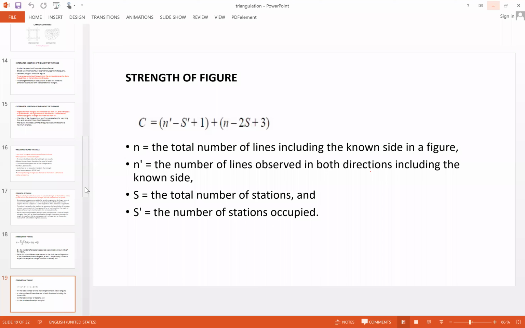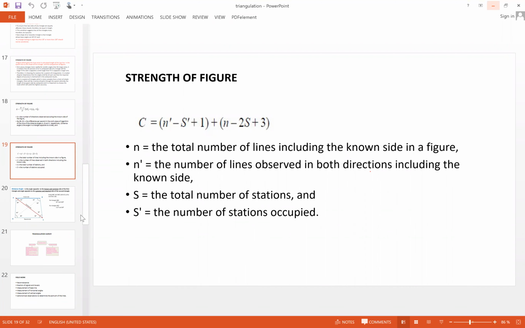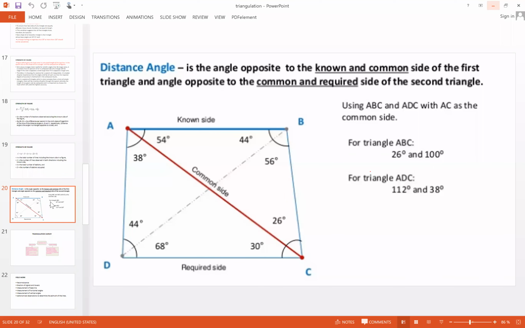I will suggest that you write this down, so that when we use it in the example, you have in front of you what n dash is, what n is, what s is, what s dash is. The next thing is the distance angle. Distance angle is the angle that is opposite to the known and common side of the first triangle and the angle opposite to the common and required side of the second triangle.